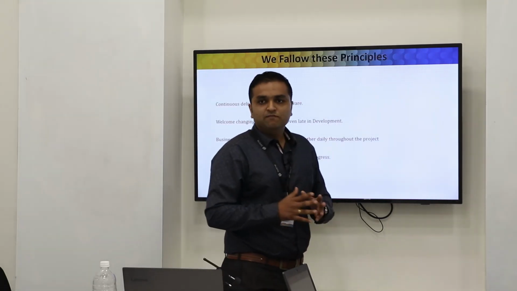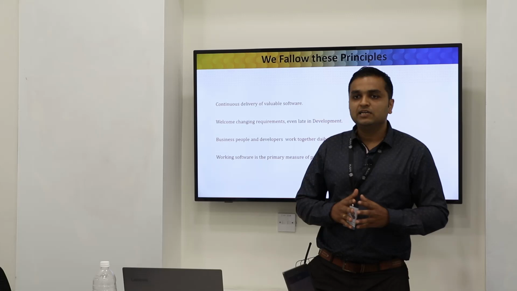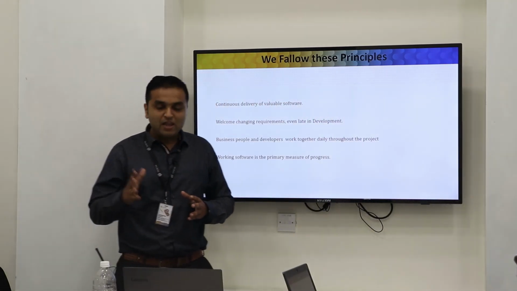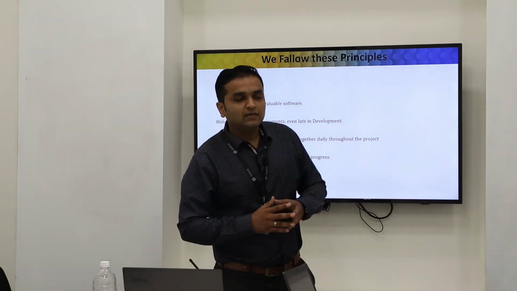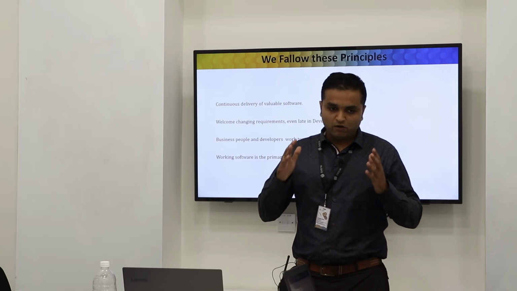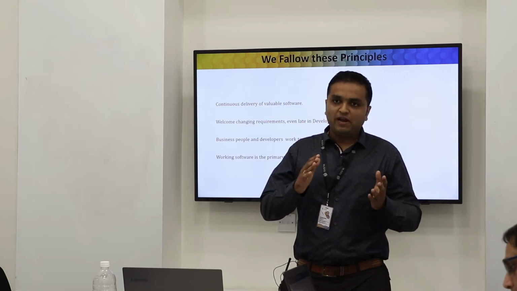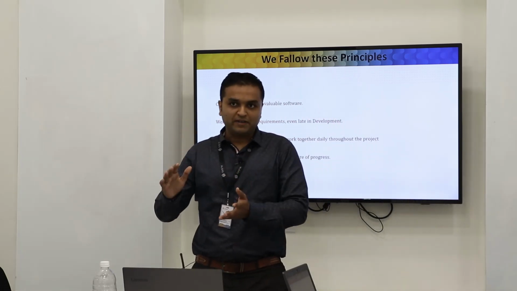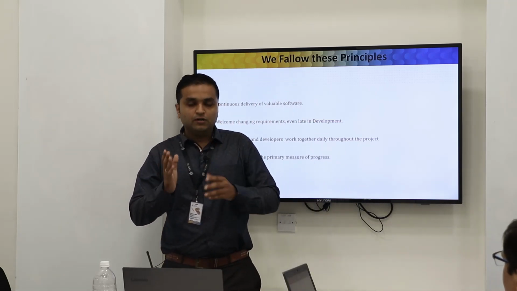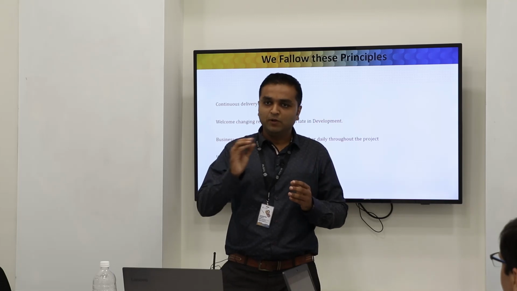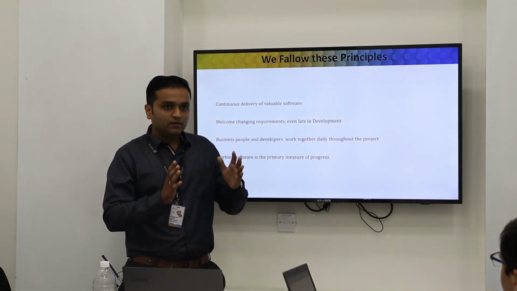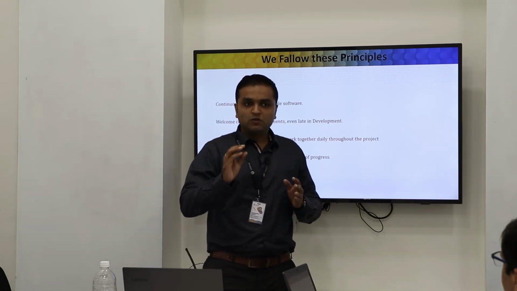And we follow some principles. As per Agile, the main feature I will say is continuous delivery of valuable software. Previously in the waterfall model, we developed a complete software and deployed it as one big software. In Agile, we divided our software into multiple small parts, and instead of giving the whole complete product, we give it in small steps.